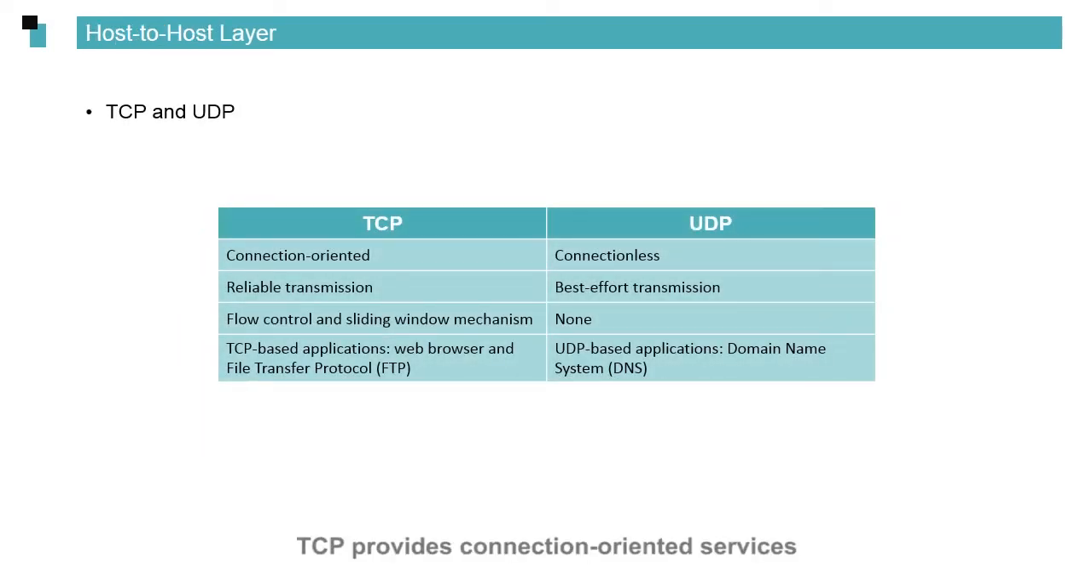TCP provides connection-oriented services. UDP provides connectionless best effort transmission. TCP requires that each data packet be reliably transmitted, such as data for HTTP web browsers, email programs, and file transfer programs. UDP merely sends data packets and does not care whether the next hop receives the data packet. For example, IP voice and video stream data is transmitted using UDP.